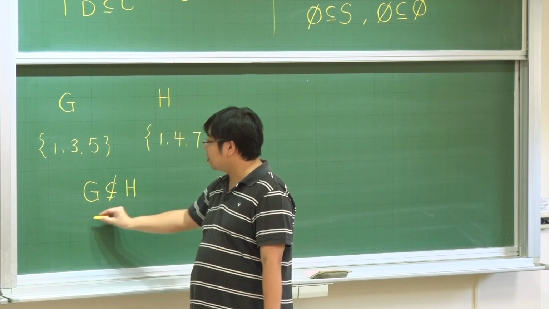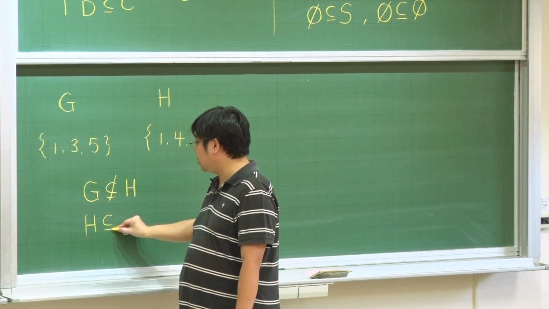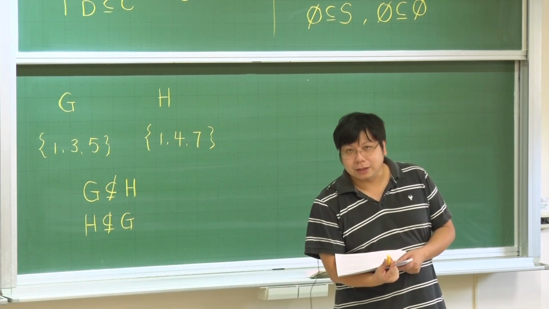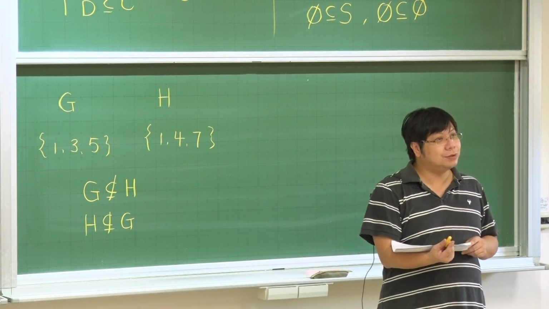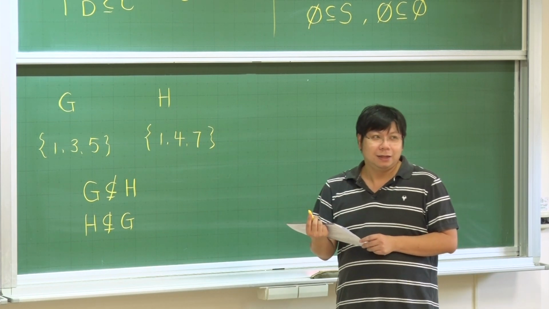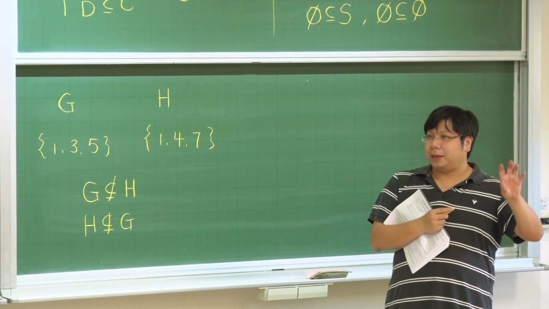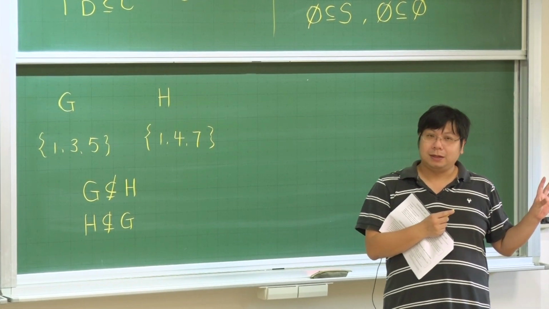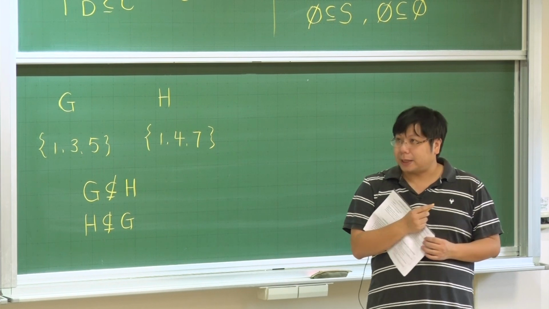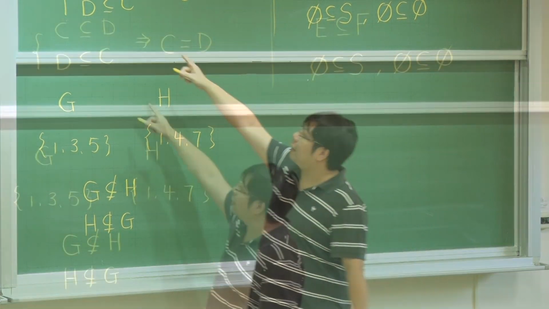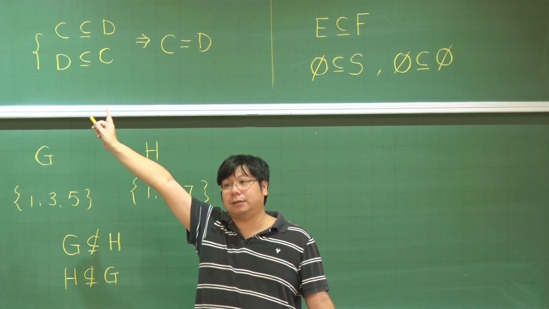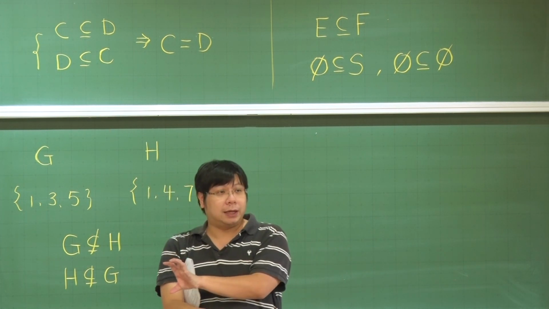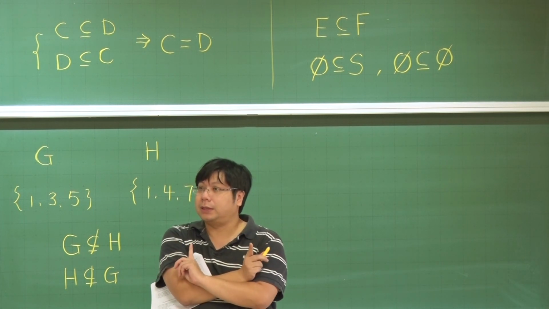And for here, it is also true that H is not a subset of G. Okay? This is all the things that you need to know about subsets. One set can be a subset of the other if everything inside the first one appears in the second one. And then we can use subsets to show that two sets are exactly the same. We just need to find out that one set is a subset of the other and the opposite, vice versa.